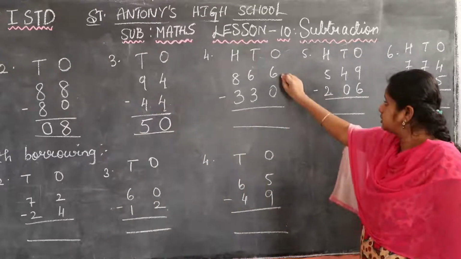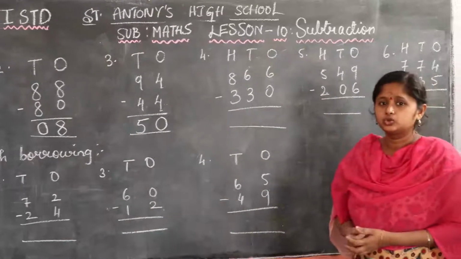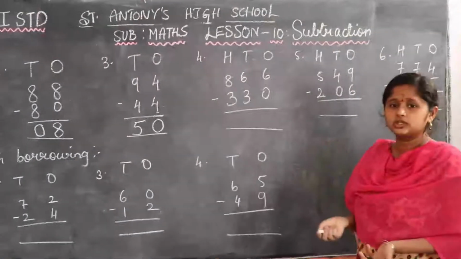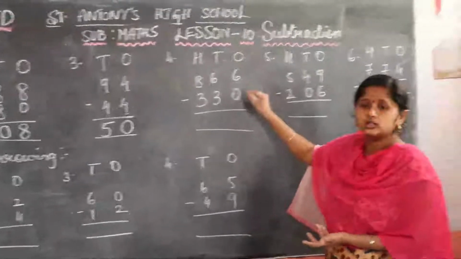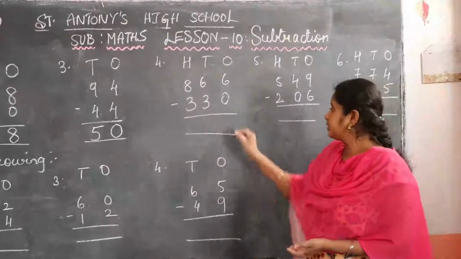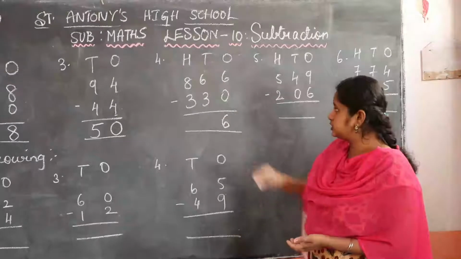5. Here, 6 minus 0. So 6 minus 0. What, children? Any number you subtract by 0, you get the same number. So you have to write 6.